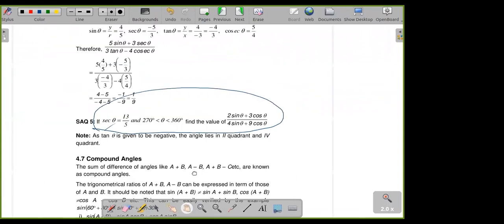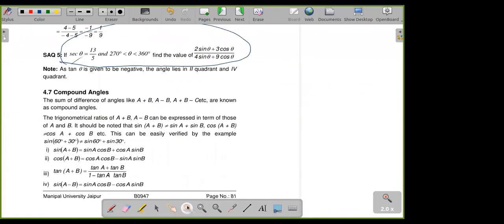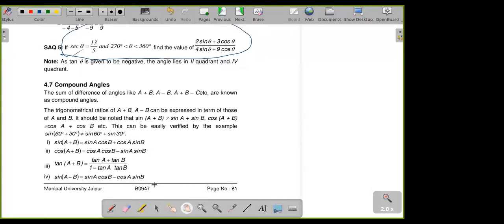Compound angles. Okay, now we come to compound angles. This is formula and formula, only formula. Nothing to prove.